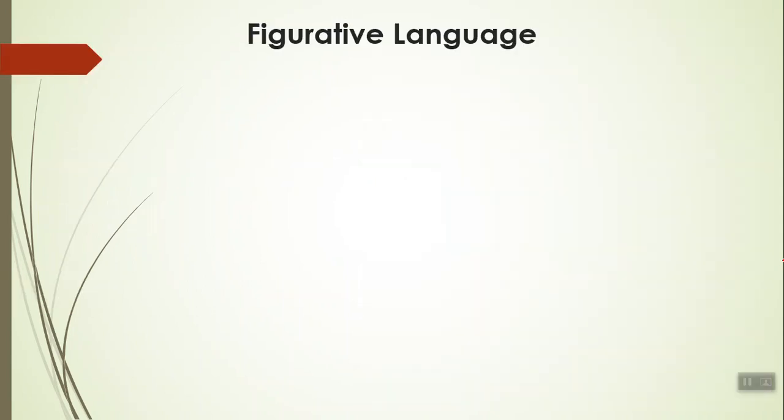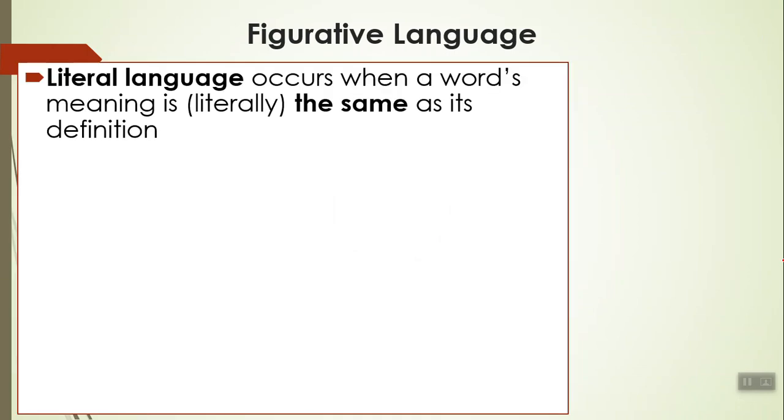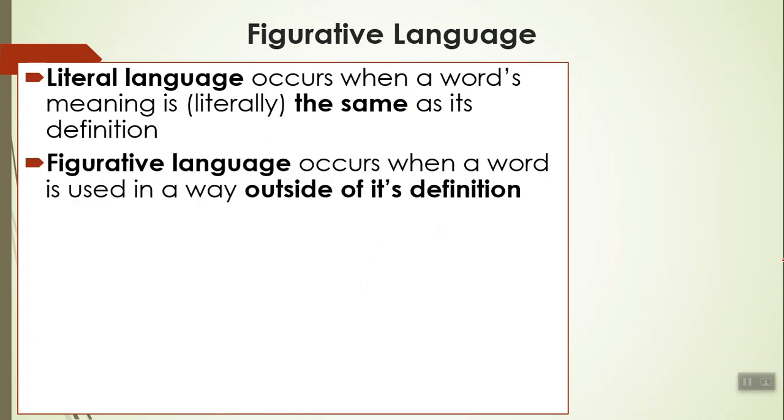The first thing I want to talk about is what was just pictured, figurative language. Literal language occurs when a word's meaning is literally the same as its definition. Figurative language occurs when a word is used outside of its definition. So instead of saying I could literally eat a horse right now, you really should be saying I could figuratively eat a horse. But you don't want to say that because then you'd sound like a jerk.